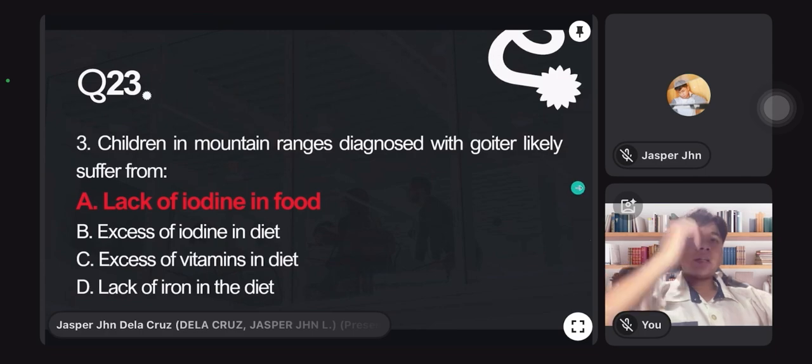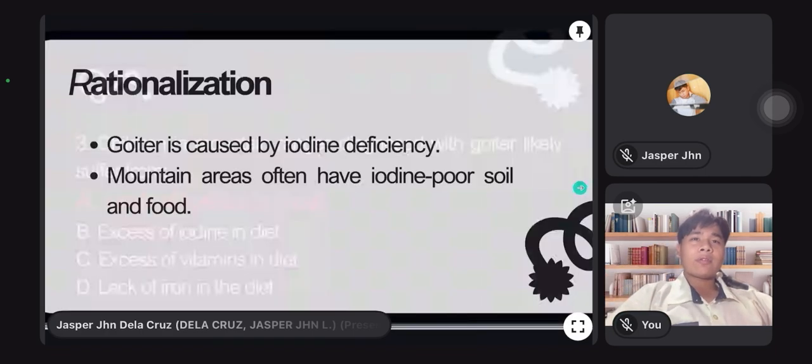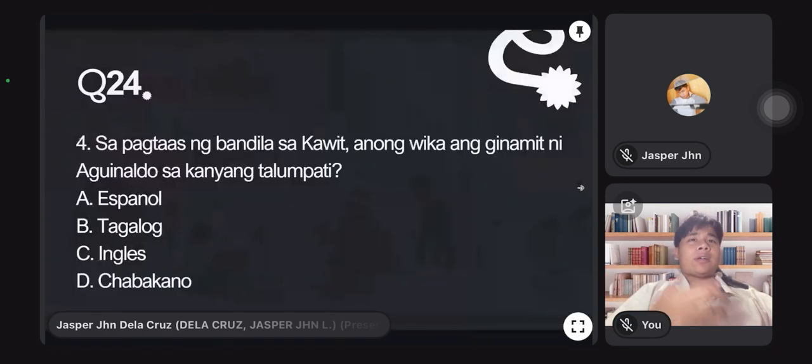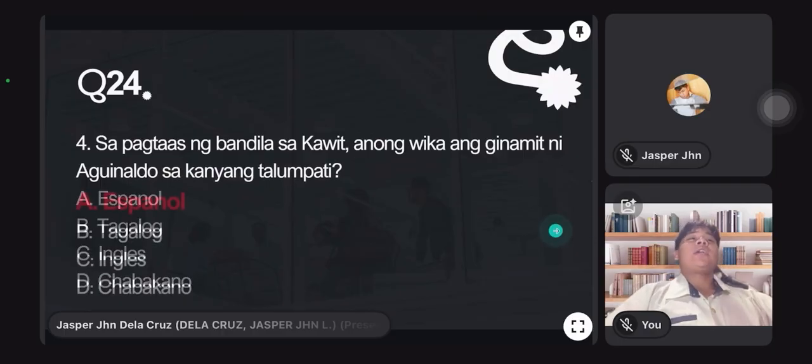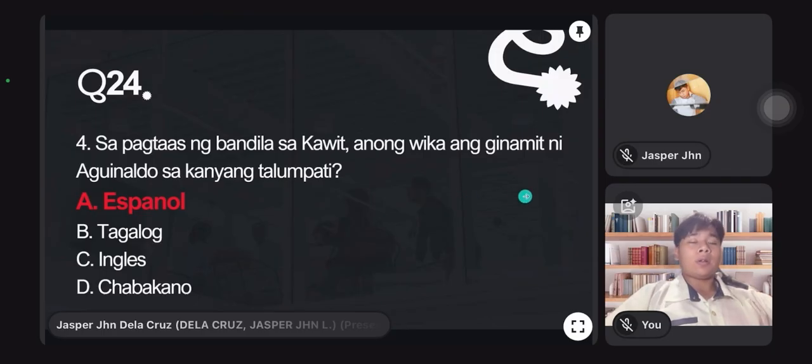Okay, let's proceed. Number 24. Sa pagtaas ng bandila sa Kawit, anong wika ang ginamit ni Aguinaldo sa kanyang talumpati? Letter A, Espanyol. Letter B, Tagalog. Letter C, Ingles. And letter D, Chabacano. The correct answer here is letter A, Espanyol.